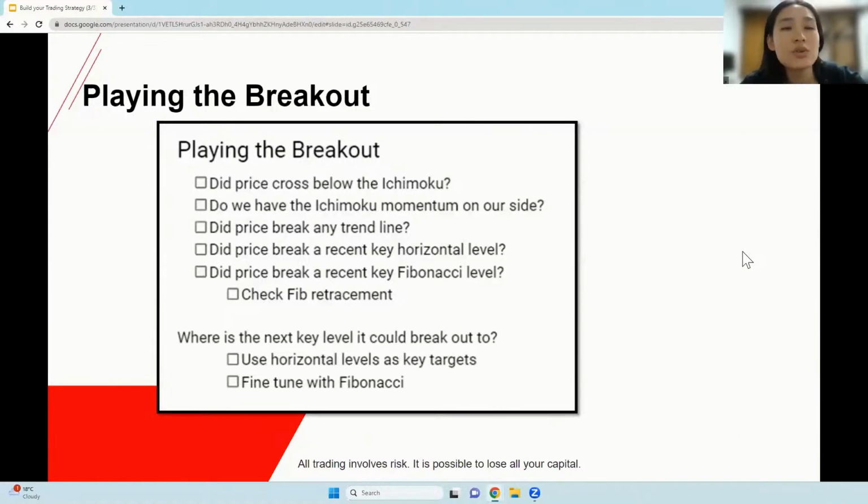Next, let's look at playing the breakout. So when we play the breakout, we mean crossing below the Ichimoku cloud. Whether the momentum is in accordance to your analysis, did price break any trend line? Did they break any recent key horizontal level? Or key Fibonacci confluence areas? And where is the next level that it could break out to? And then we fine tune it with Fibonacci levels and support and resistance areas.